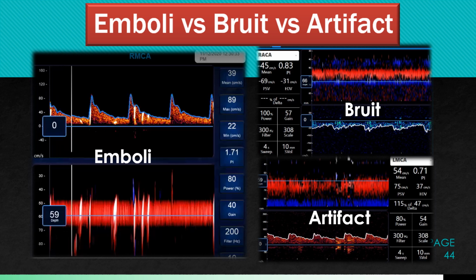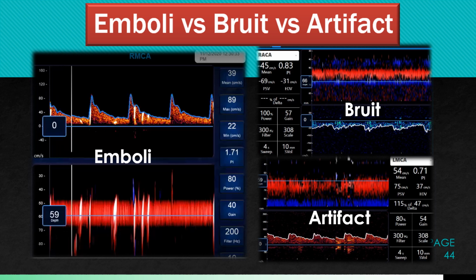You may also see bruits when you're scanning with TCD. You can see that on the top right corner here. You will see that within every waveform. You can see each of those waveforms, there are some higher concentrations of white within the base of the waveform.